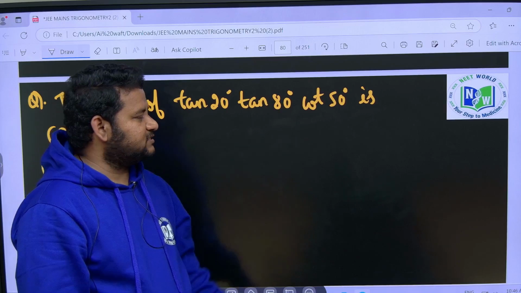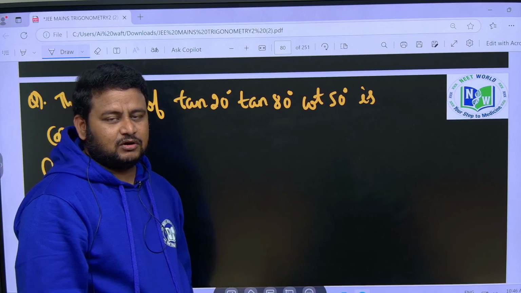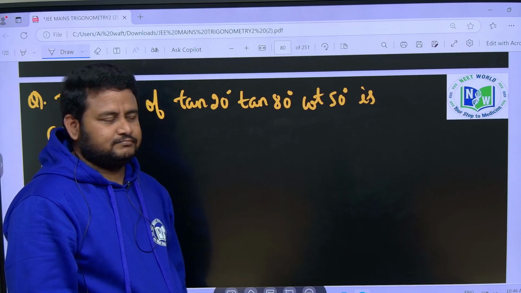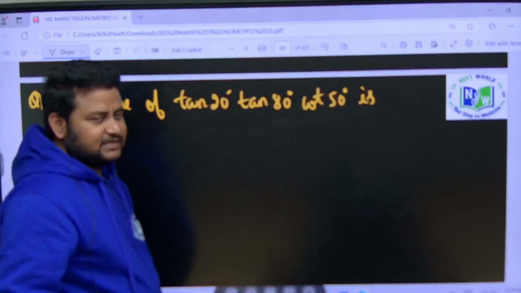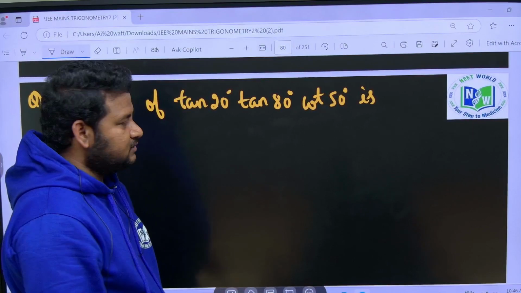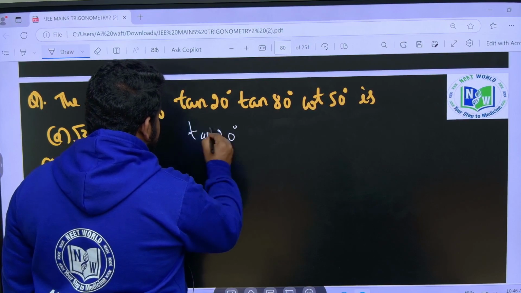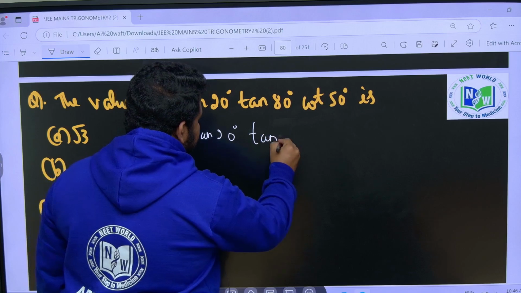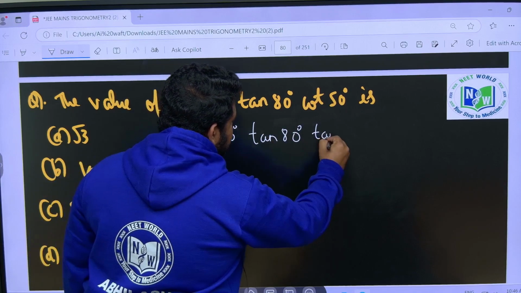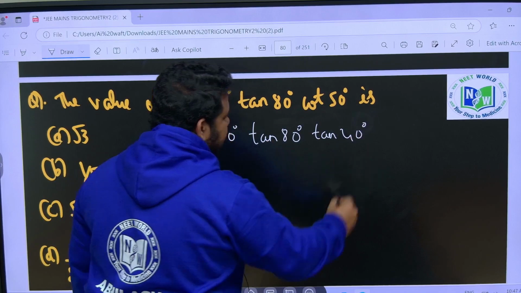So cot 50 means cot(90 minus 40). Cot(90 minus 40) can be written as what? Let me write it. It can be written as tan 40. So this will be tan 20, tan 80 and tan 40 degrees. Correct?